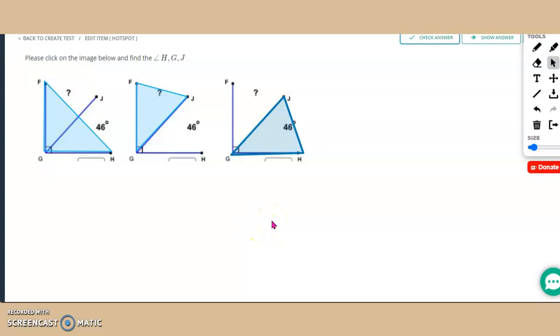And there's a reason why I want you guys to find these, because once you know what the angles are that you're looking for, then you can find the missing angles, which will happen next, but not today. We'll probably add that on tomorrow.